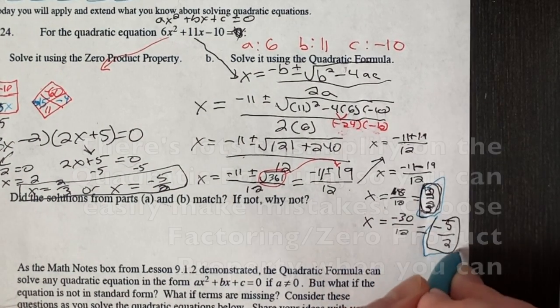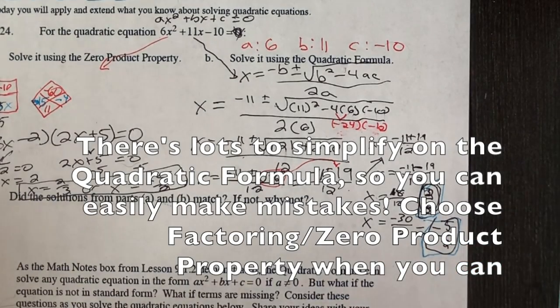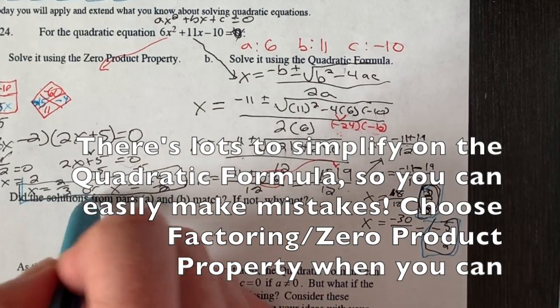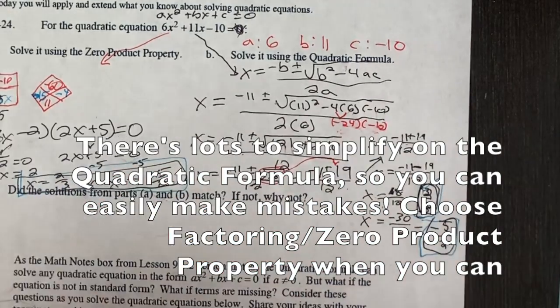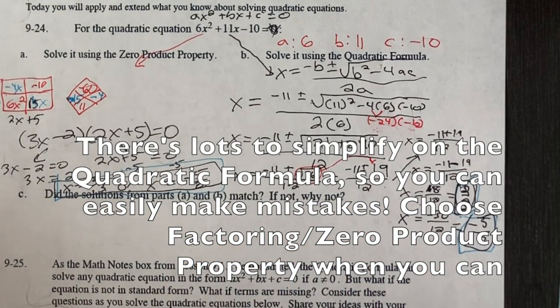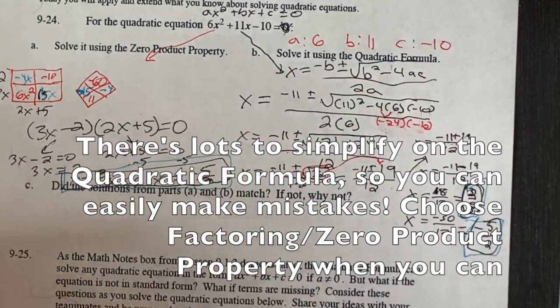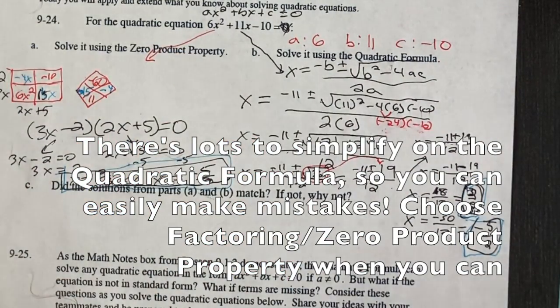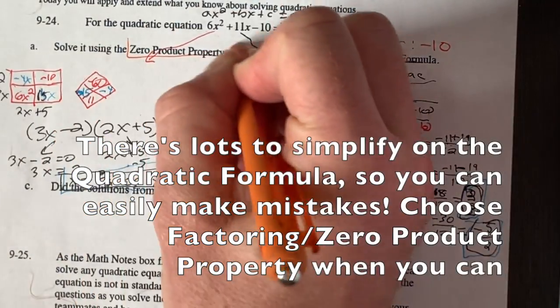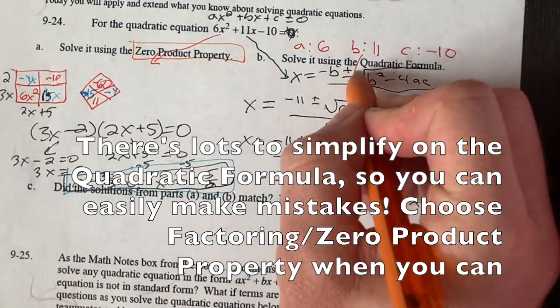I didn't mean to make mistakes on this one when I started doing it, but I'm actually kind of glad I made mistakes because this should illustrate a point to you. And that is you're going to have choices, okay? You're going to have choices of whether to use the zero product property to solve quadratics or the quadratic formula.